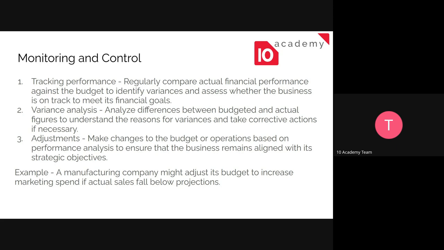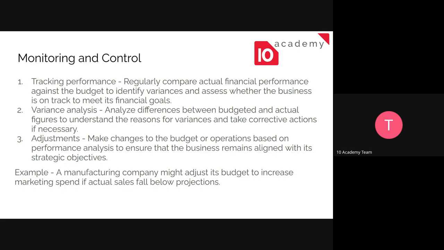And the last thing is adjustment. After you have identified the gap and analyzed why the gap is there, the last thing you're going to do is adjustment. You make adjustments to either the budget or the operations based on the performance analysis, just to ensure that the business remains aligned with its strategy.